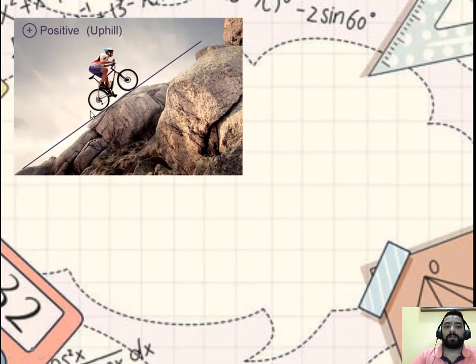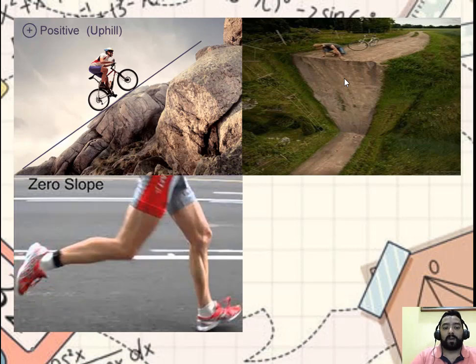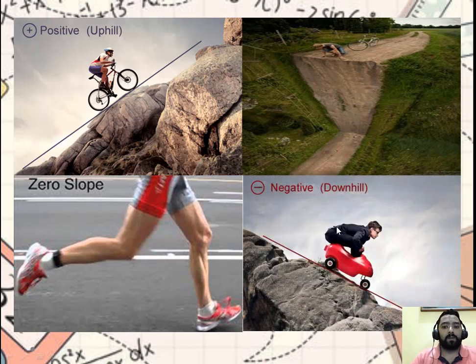For example, we have positive, uphill. We have this one. This is an example in real life. We have, for example, this one. If you think about it, it's an undefined slope because it's a vertical position. Now here we have zero slope. Zero slope. Here's running. And this one is negative, downhill, when we go down. These are some examples in real life about slope: positive, negative, undefined, and zero slope.